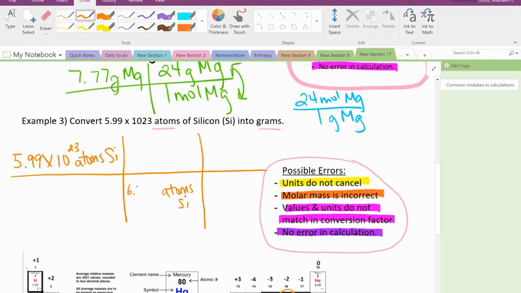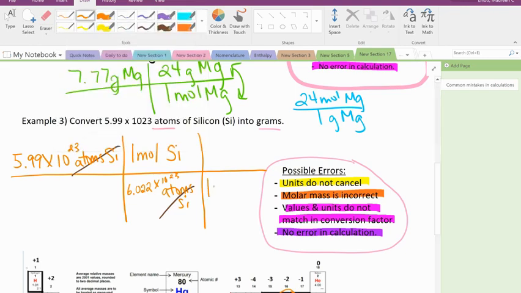The number that's always associated with atoms is 6.022 times 10 to the 23rd, and that's the number of atoms always in 1 mole of anything. In this case, we're talking about silicon. Now, I've noticed that my atoms of silicon cancel beautifully. That's what I want to happen, but there could be a mistake there that we're going to look for.